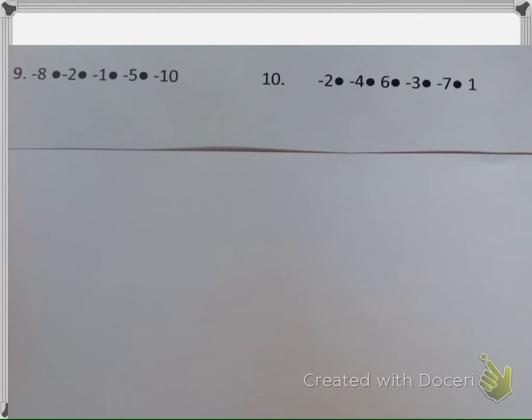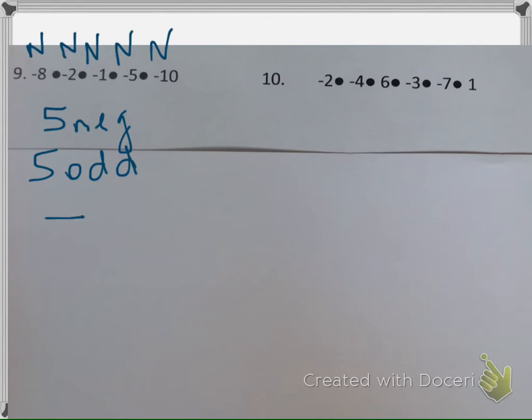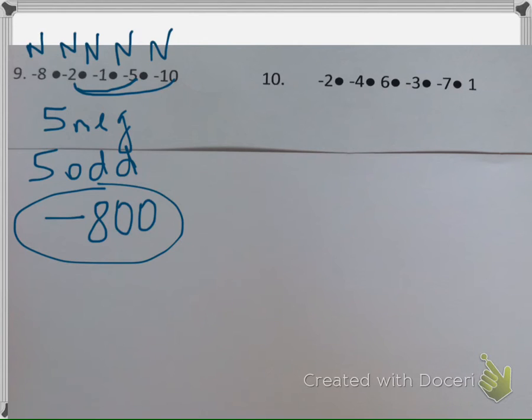Number 9, I have negative 8 times negative 2 times negative 1 times negative 5 times negative 10. So I have 5 negatives. 5 is odd, so my answer is going to be negative. And then I'm going to multiply this. I'm going to do 2 times 5 is 10. 10 times 1 is 10. 10 times 10 is 100. And 100 times 8 is a negative 800. Again, using my associative property of multiplication.